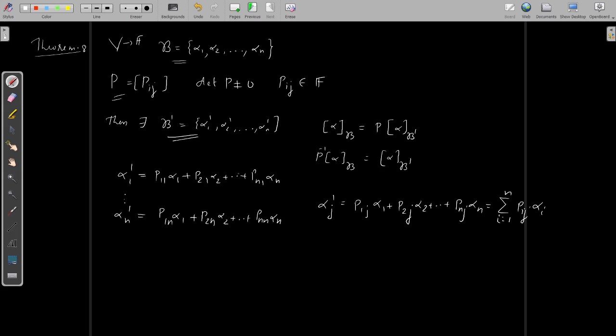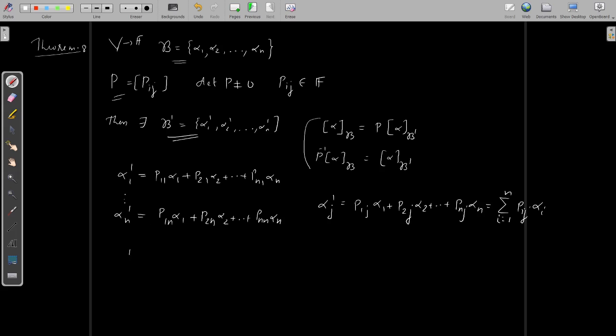We will prove that these alpha j primes span V and that they are linearly independent. The relation is trivial once you construct alpha j prime in this format: the coordinate of alpha relative to B is equal to P times the coordinate of alpha with respect to B prime. This relation is verified only when B prime is a basis. So first we will prove that B prime spans V.